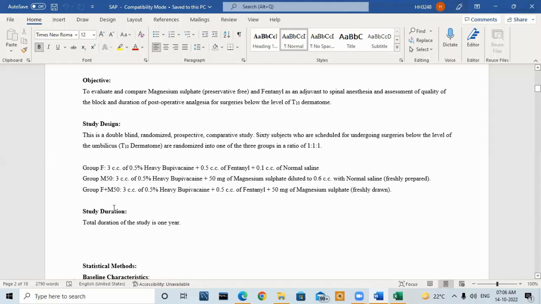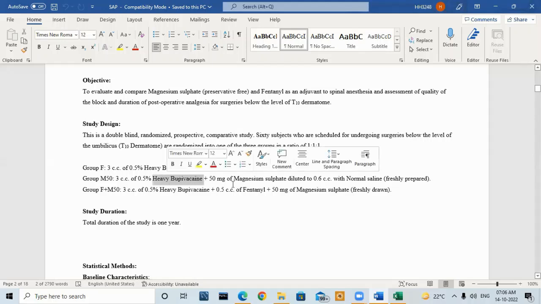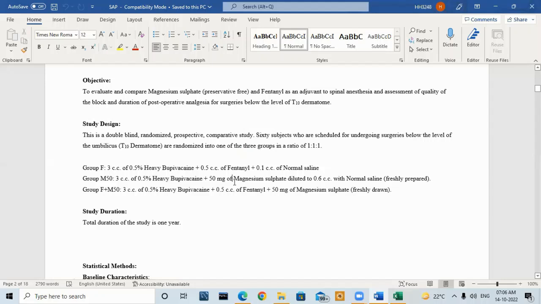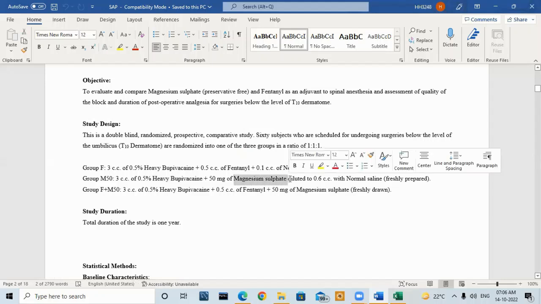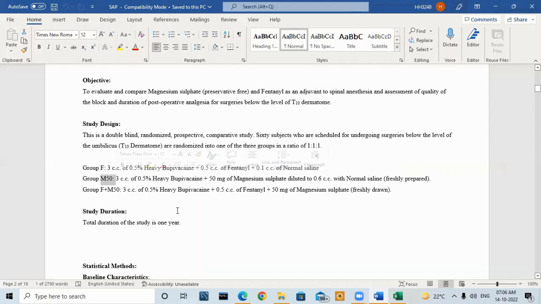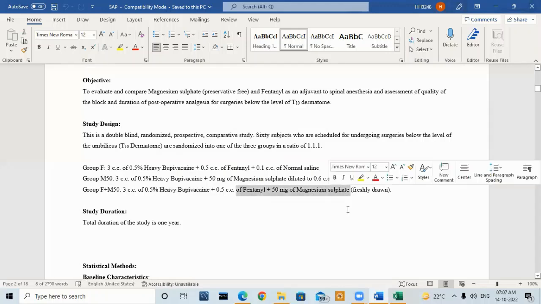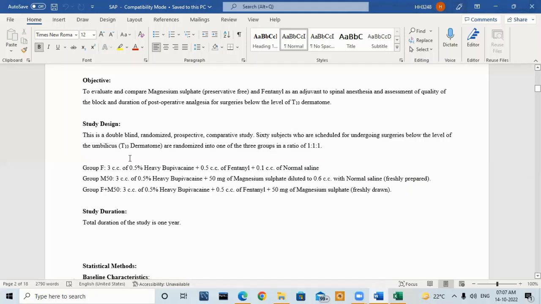In the next part, the second group is getting the spinal anesthesia plus magnesium sulfate as the extra medication. That's why we mention group M50. The 50 represents the strength of the magnesium sulfate, 50 milligrams. Everyone clear? Now the third group is receiving the spinal anesthesia plus fentanyl and also magnesium sulfate. Everyone clear? What are the three groups here? The first group is group F. Receiving what here?